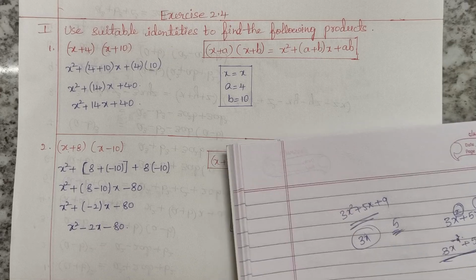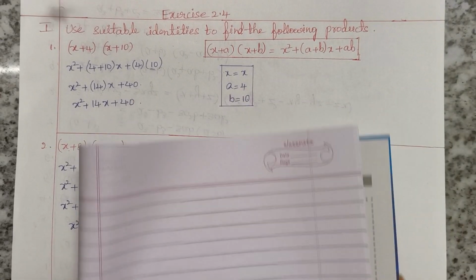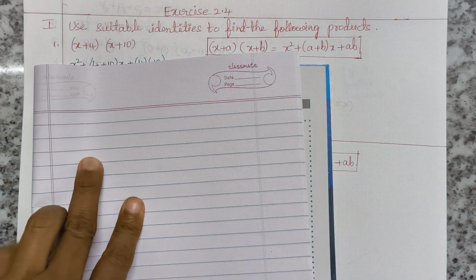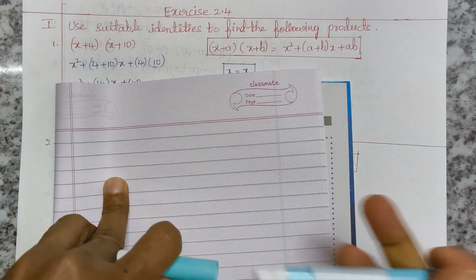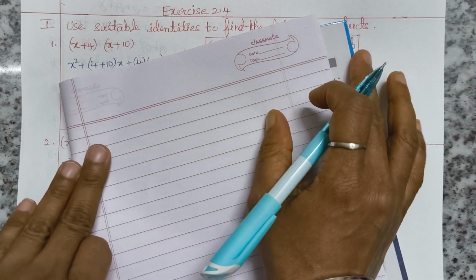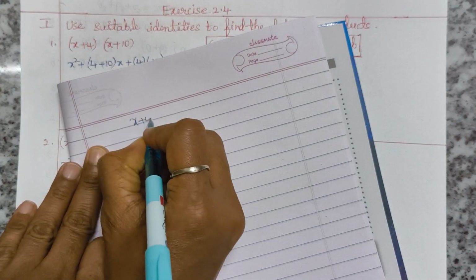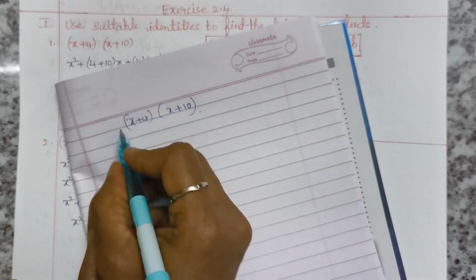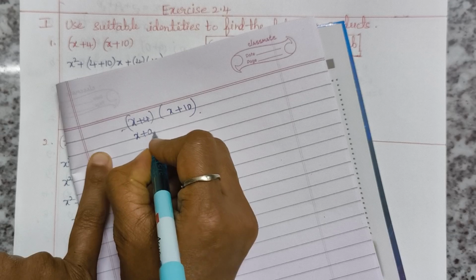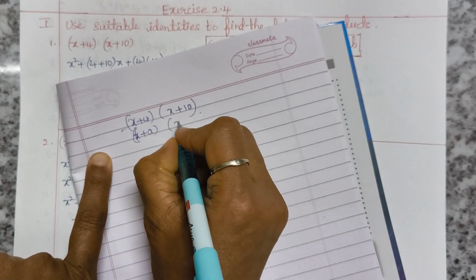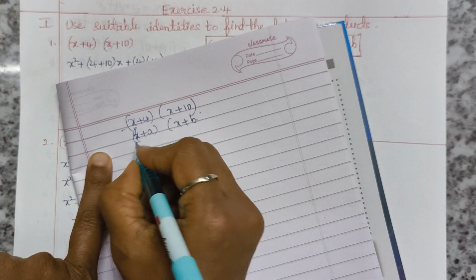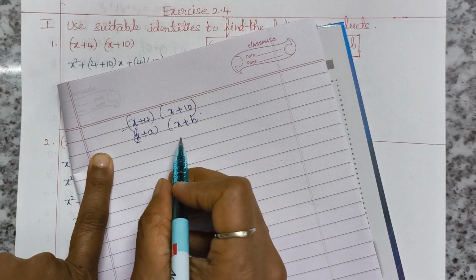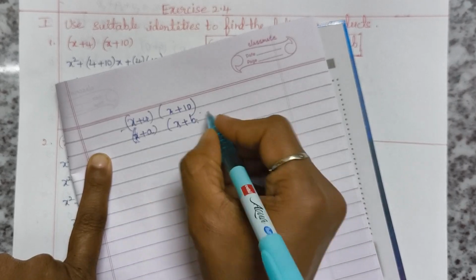(x plus 4) into (x plus 10). So, here what is the chance? (x plus 4) into (x plus 10) is equal to (x plus a) into (x plus b), which is equal to x square plus (a plus b) into x plus ab. So, here I will explain. Okay, (x plus 4) into (x plus 10). What is the chance? (x plus a) into (x plus b). Carefully see here, same number here, same number here, and ab different, means we will use this identity: (x plus a) into (x plus b) identity.